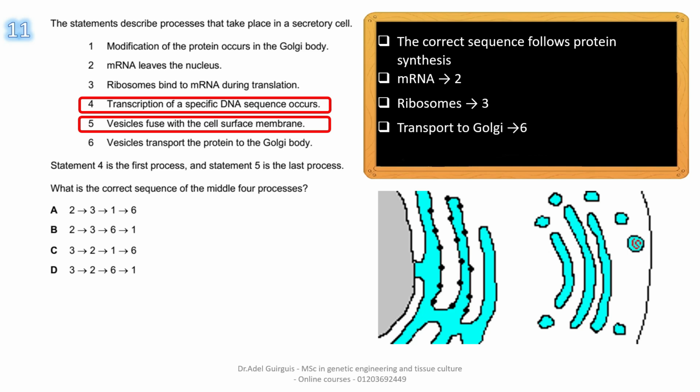Number 6, transport to Golgi, then exocytosis finally. But at the Golgi, modification of the protein as a glycoprotein, or glycosylation process, takes place inside the Golgi apparatus. So the sequence is 2, 3, 6, 1. So the answer is B. Okay, B.